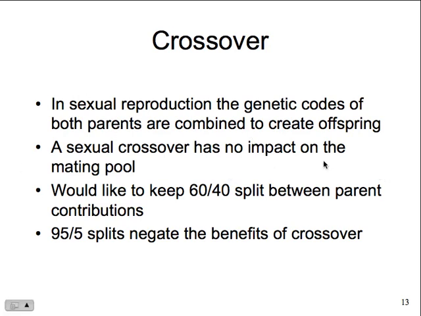And then in sexual crossover, there is no impact on the mating pool. In other situations, it might have an impact because you don't necessarily know which groups you're going to cross. So you'd like to keep a 60-40 split between parent contributions. A 95-5 split negates the benefits of the crossover. So you want to make sure you can get like a 50, not really a 50-50, because 50-50 is predictable. If you take and cross all the good runners with all the good kickers, you're just going to get the combination of the two of them together.